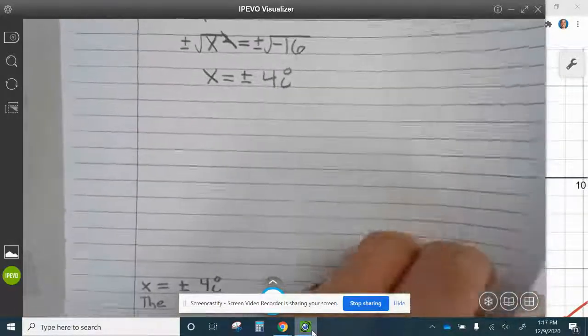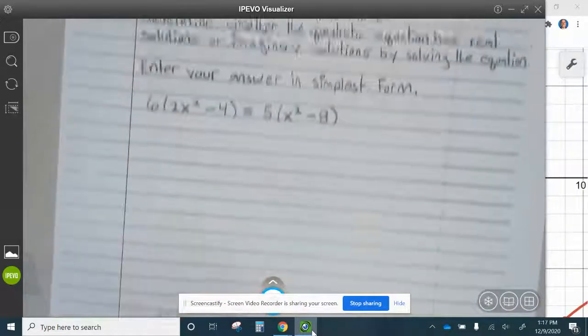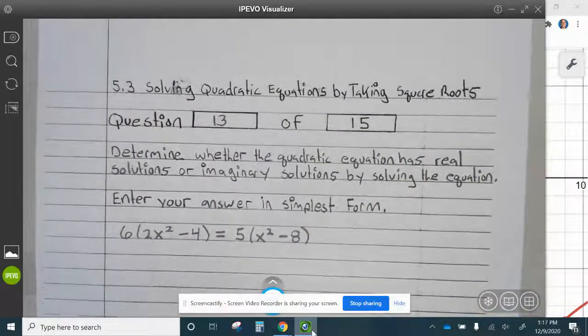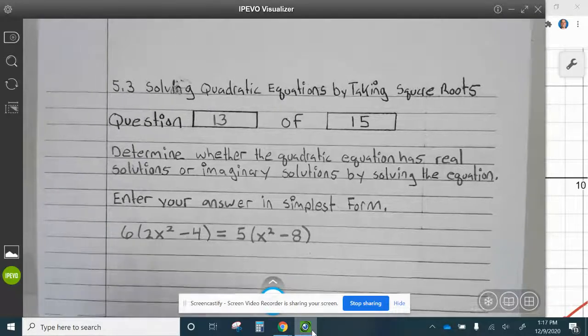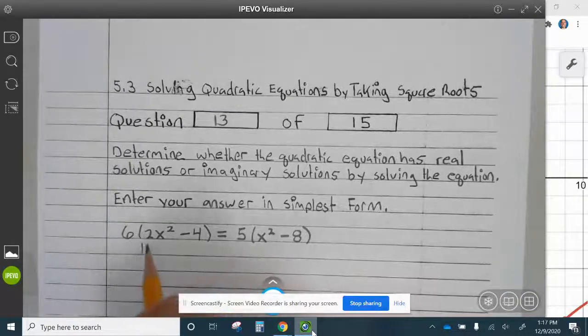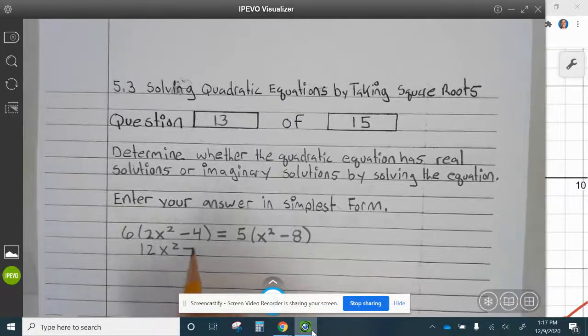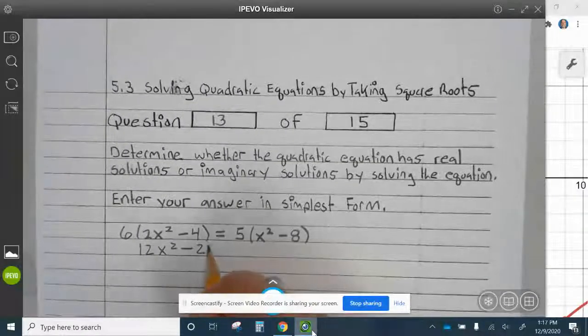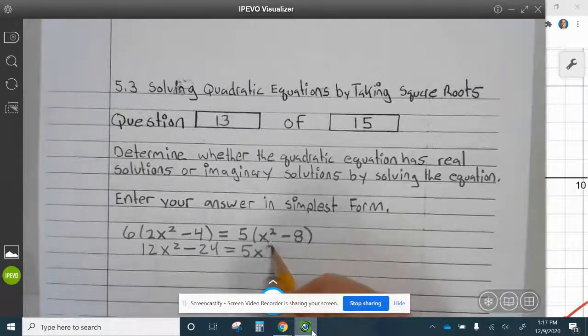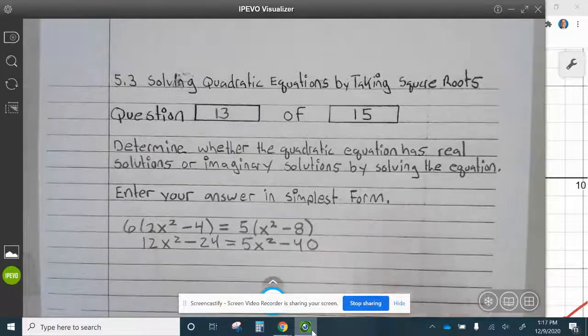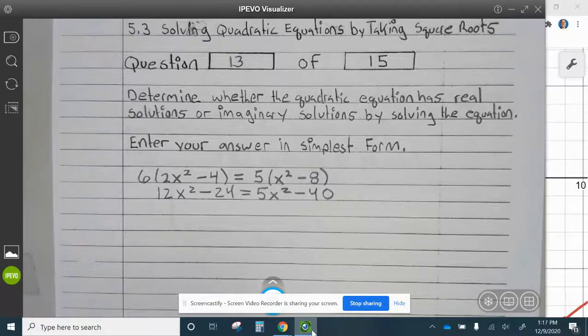All right. Question 13 of 15. Determine whether the quadratic equation has real solutions or imaginary solutions by solving the equation. Enter your answer in simplest form. Okay, so we need to distribute the 6 and the 5, so that's 12x squared minus 24 equals 5x squared minus 40. Now you need the x squareds on one side and numbers on the other.